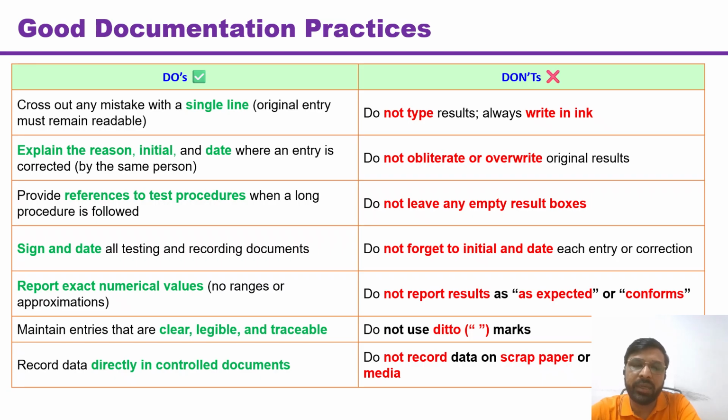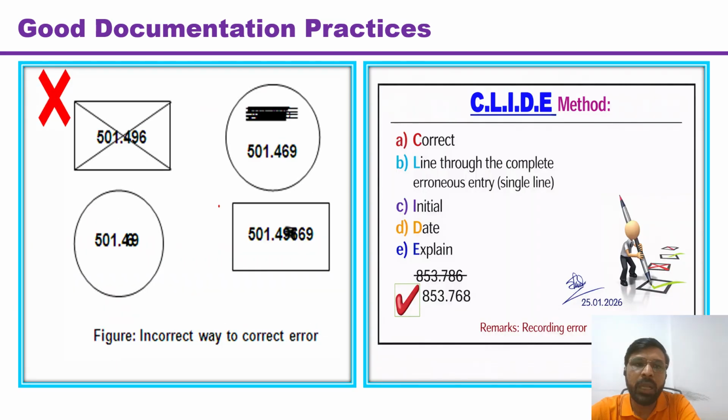Maintain entries that are clear, legible and traceable. Do not use shortcuts. Record data directly in the controlled documentation. Do not record the data on scrap paper, so that we can maintain data integrity with all these principles. This is the classic example of good documentation practices.